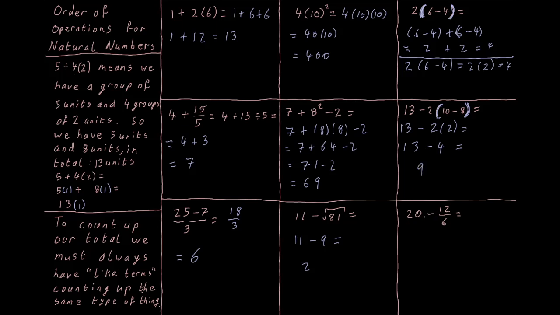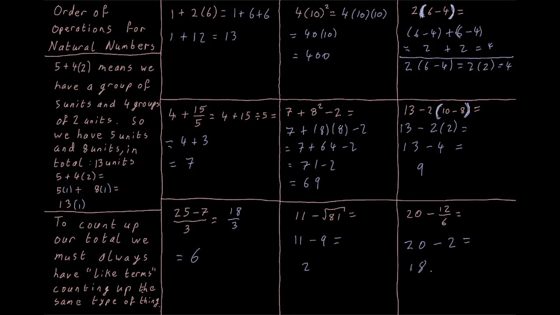And then finally we have 20 minus 12 divided by 6. So we have 20 units minus 12 sixths. So we aren't comparing like with like. We need to know how many units is 12 divided by 6. So 6 goes into 12 2 times. So that's going to be 20 minus 2 whole units. So that means that we would end up with a total of 18.